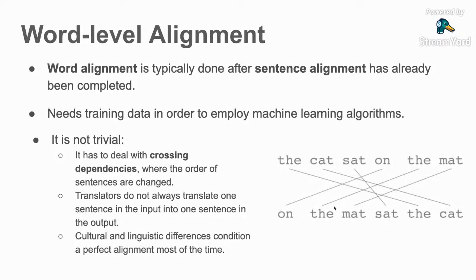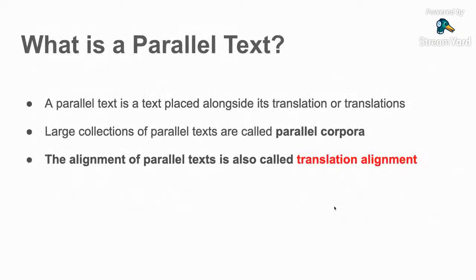So when the order of the words in a sentence is changed across languages, depending on what language you're using, obviously languages have different word order to make sense.